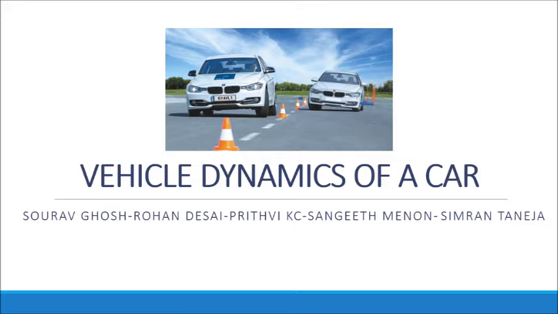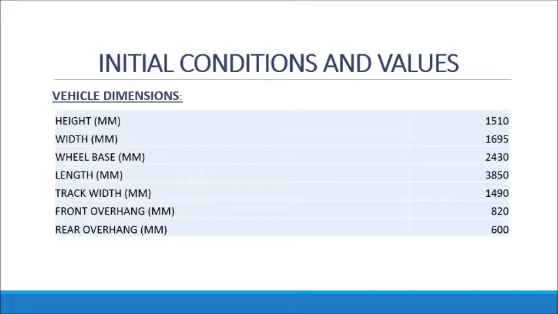There are some values that we should be familiar with before we get into the calculations part. For calculating air drag and different moments, we need the vehicle dimensions. The height of the car is 1510 millimeter. The width is 1695 millimeter. The wheelbase is basically the distance between front and rear axle of the vehicle, and it is 2430 millimeters. The length is 3850. Track width is the measurement from tire to tire center, and it is 1490 millimeters.